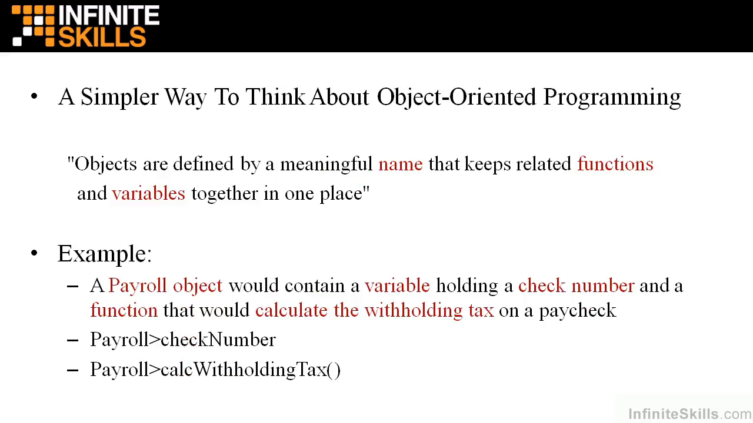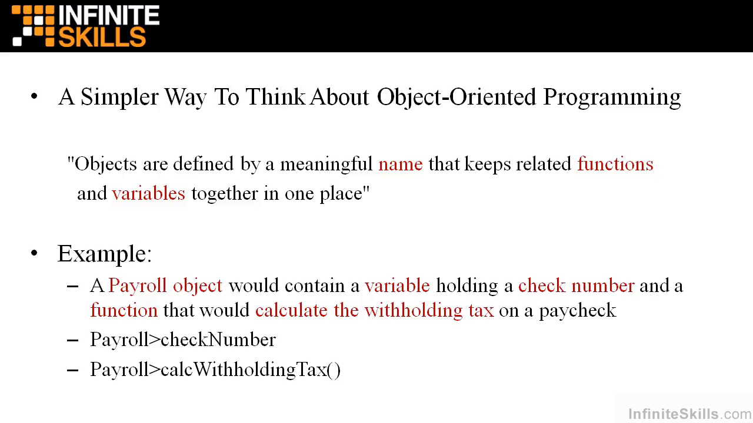Let's look at this and make this a little bit simpler. This is an easier way to think about object-oriented programming. This is my definition. Objects are defined by a meaningful name. We give something a name, and that name is used to keep related functions and variables together in one place.